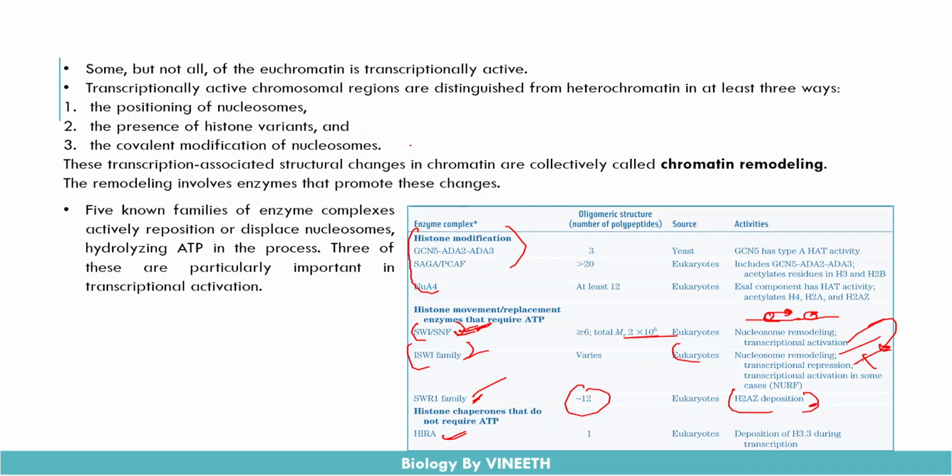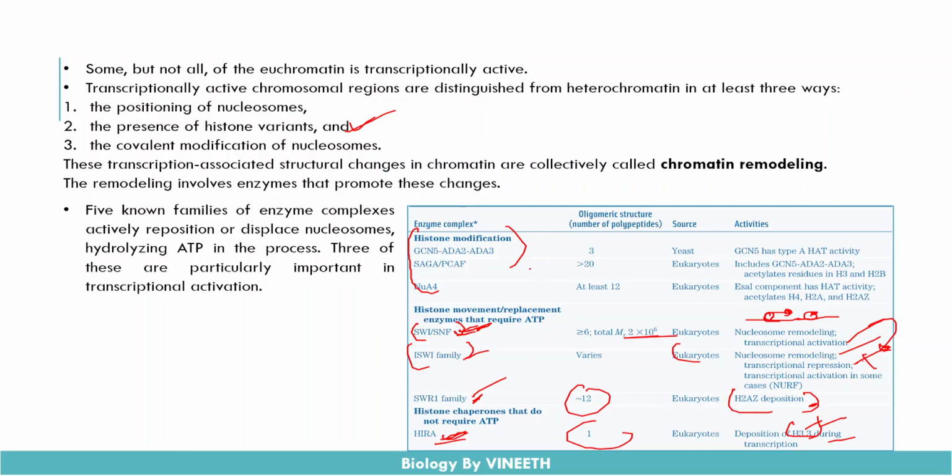I told you about this histone variant, right? When you deposit a histone variant in the place of the actual histone, that also marks the euchromatin state. And then we also have histone chaperones, HIRA, which is also involved in the deposition of the histone 3 variant, histone 3.3, during the transcription process. Whenever transcription is happening, HIRA replaces histone 3 with its variant histone 3.3 to make the DNA sequences readily available to the factors involved in the transcription process.